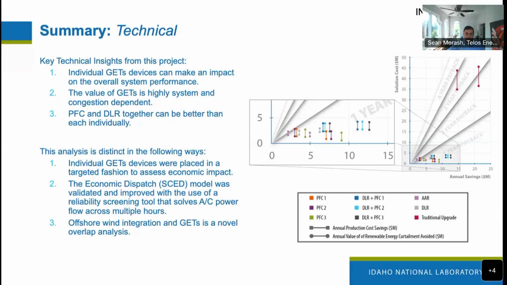I was skeptical when we started that we were really going to be able to make a difference. But the more we got into it, the more we assessed what was going on, sure enough, there are real annual savings numbers here. $10, $15 million in annual savings from any single PFC or DLR that could potentially be placed there. That was a real important takeaway for me: you don't necessarily have to blanket the system with these things for there to be benefit.